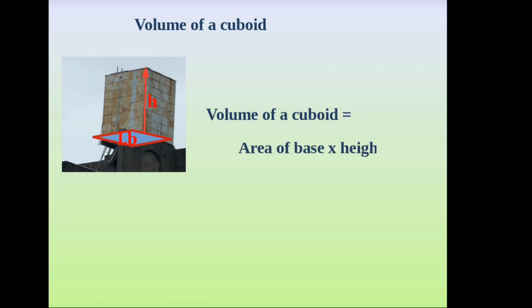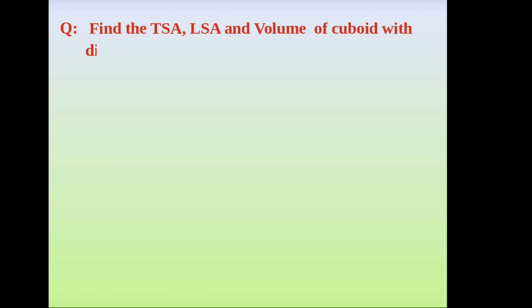Now volume of the cuboid. Volume of the cuboid is equal to area of base into height. Area of the base is LB into H, cubic units. Now find the TSA, LSA and volume of a cuboid with dimensions 2 meters into 3 meters into 7 meters.